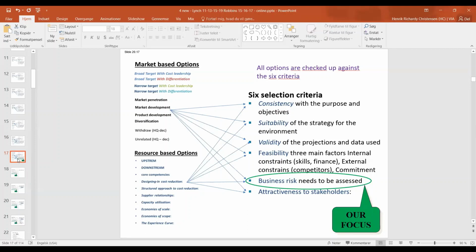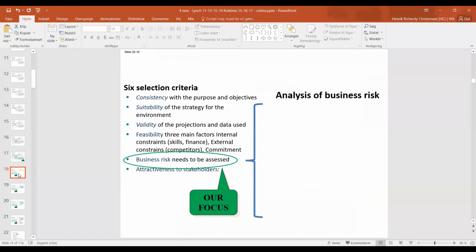So in order to proceed, our focus will be on business risk, and that means that I'm simply picking out only one of these 6 criteria, and let's try to take a closer look at it. So what does it mean that we now have business risk and we need to assess the business risk? Let's try to look into some of these issues here.